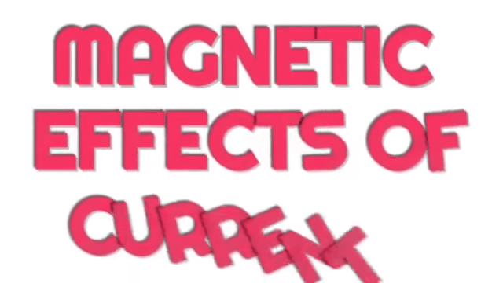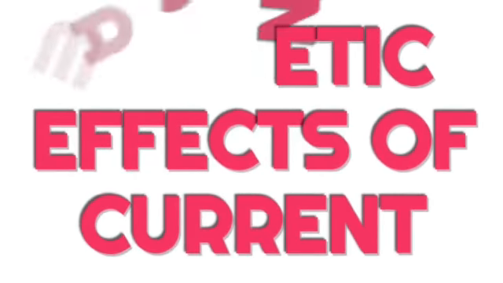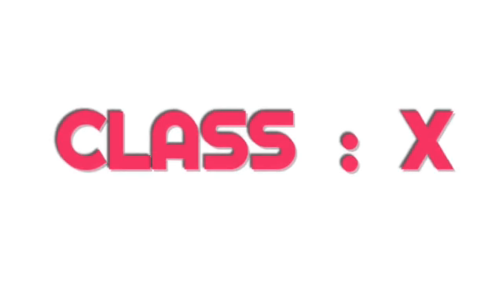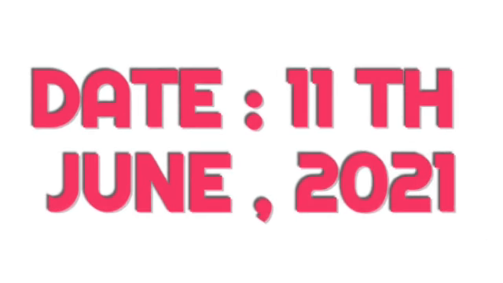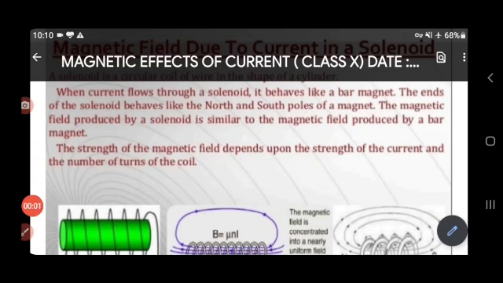Good morning, students. Today we'll continue the second chapter of physics, that is magnetic effect of current. Firstly, we deal with the magnetic field due to current in a circular loop. Before discussing this, we must know about the magnetic field due to current in a straight conductor.